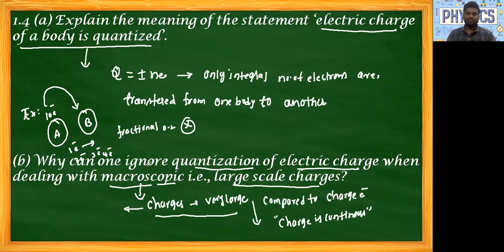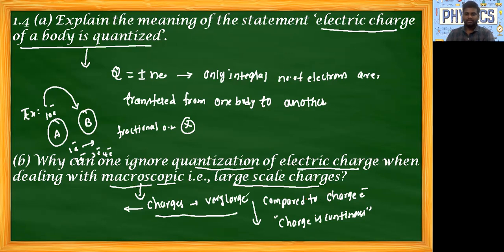Why can one ignore quantization of electric charge when dealing with macroscopic charges? Because in macroscopic cases the charges are very large compared to the charge of an electron. That's why we ignore the quantization condition, and the charge is continuous. Okay, clear? Next.